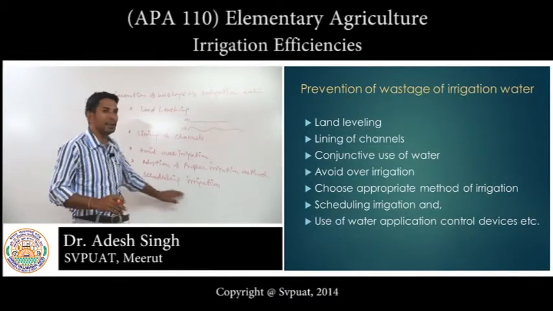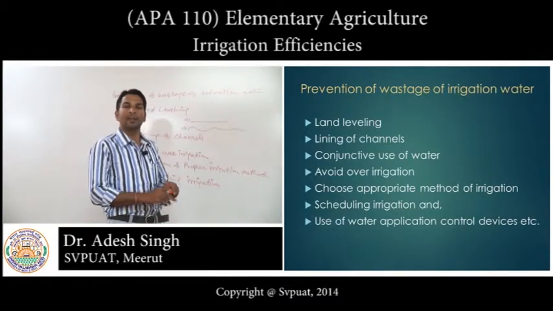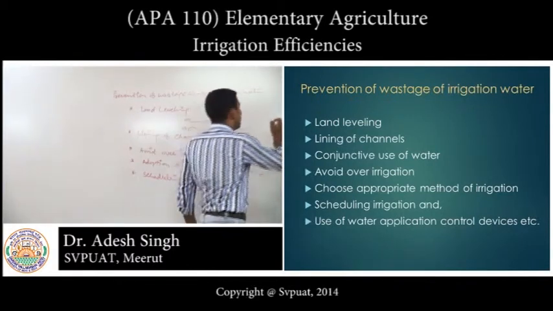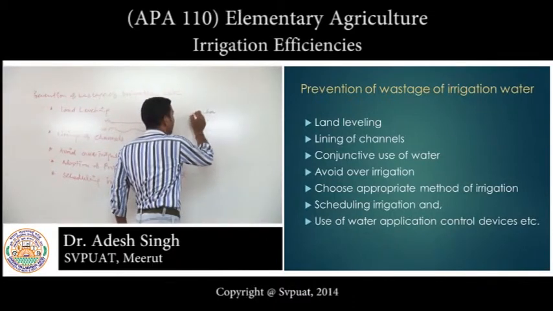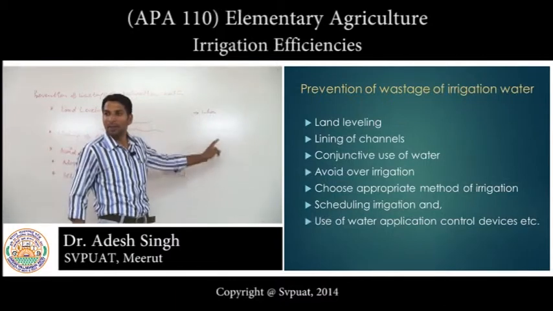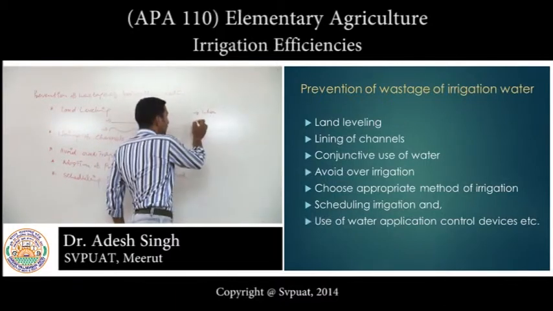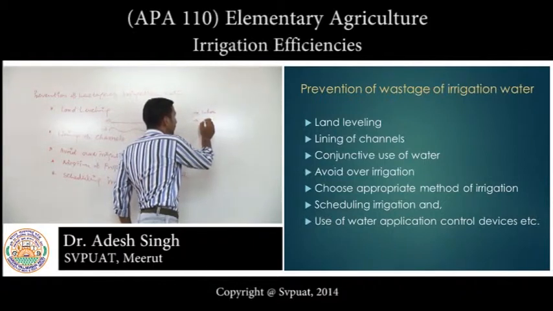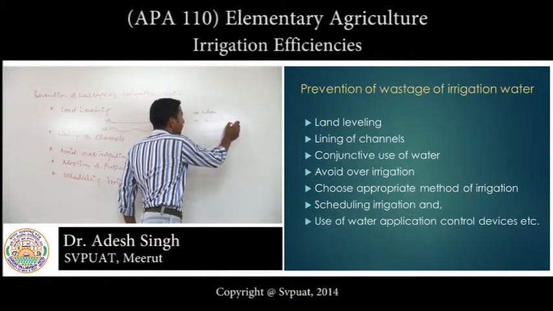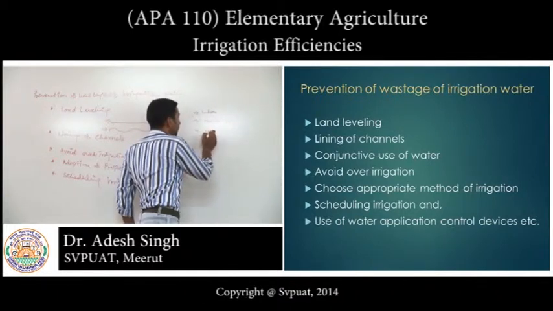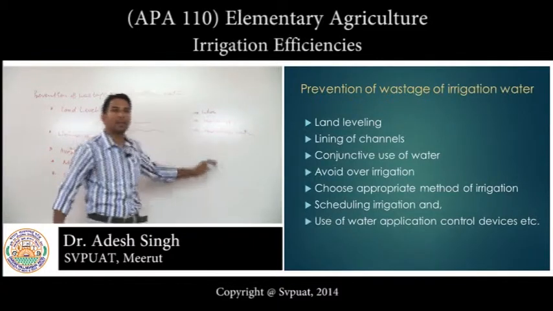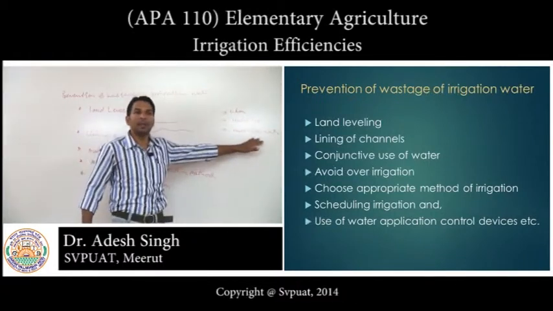So scheduling irrigation basically gives the answer to three questions. One is when to apply, means at what time the water is applied. Then the second one is how to apply, and the third one is how much water is to be provided.